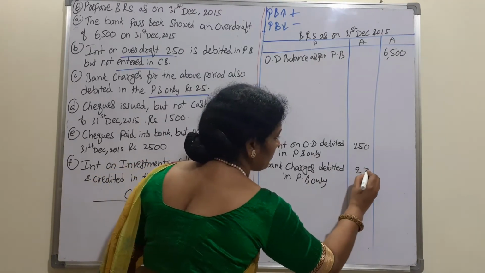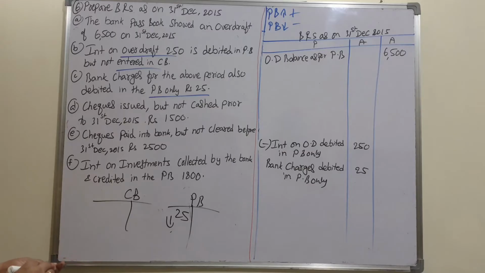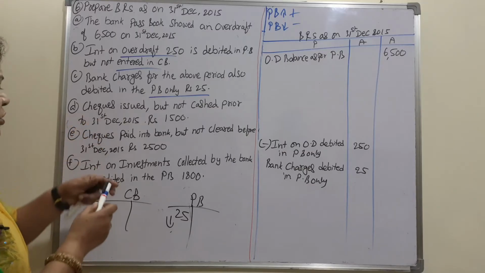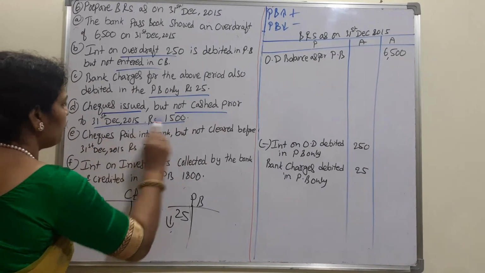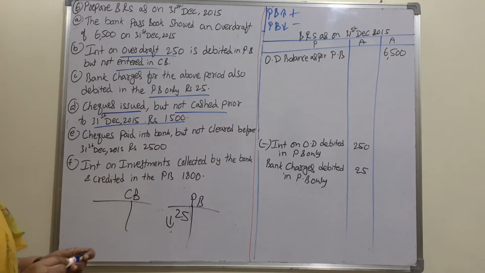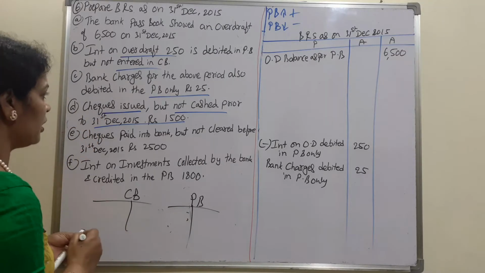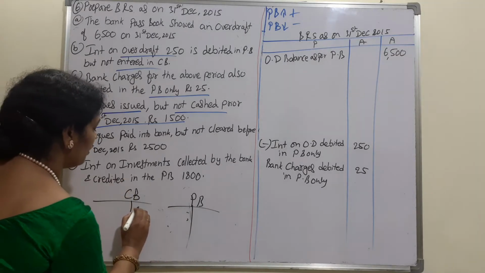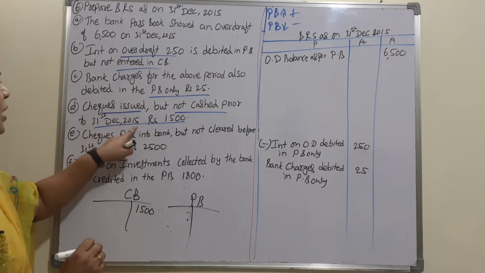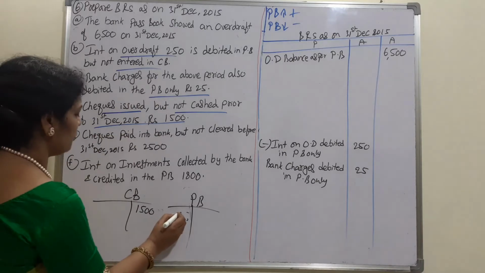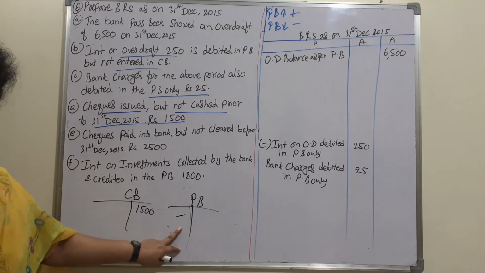₹25. Now after that, debit, checks issued but not cashed prior to 31st December 2015, 1500. Checks we are issuing. When we are issuing a check, they will write it in the cash book credit side, 1500. Checks we are issuing but not cashed before 31st December. In the passbook it is not there, not cashed.